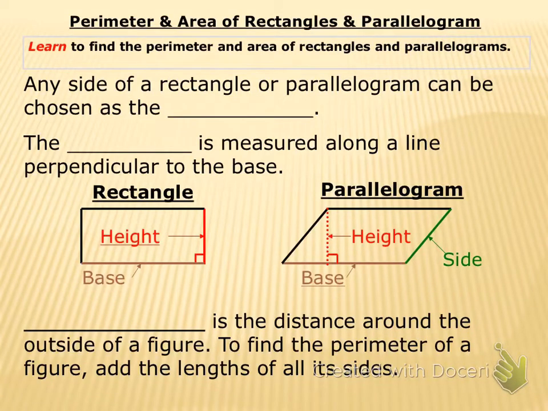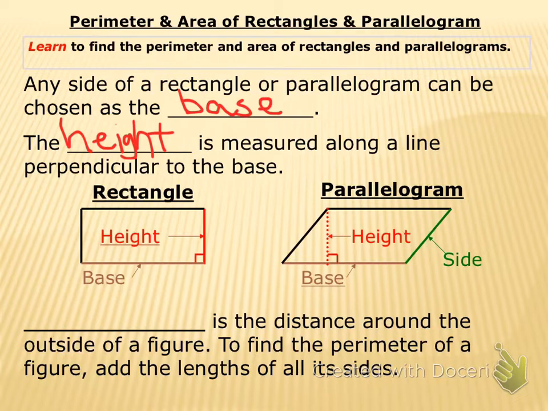In this lesson, you're going to find the perimeter and area of rectangles and parallelograms. Any side of a rectangle or parallelogram can be chosen as the base. The height is measured along a line perpendicular to the base. If you notice in the rectangle, the height is the length of a side, but in a parallelogram, the side doesn't designate the height. The height, remember, has to be perpendicular to the base.